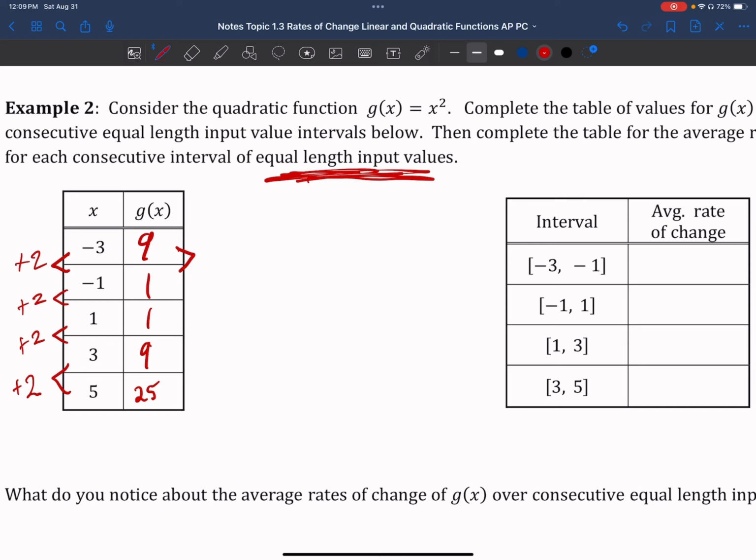I am going to do the same thing on the right side. To get from 9 to 1, I'm going to subtract 8. To get from 1 to 1, I'm going to add 0. To get from 1 to 9, I'm going to add 8. And then to get from 9 to 25, I'm going to add 16. After that, I notice that these numbers are different. They are not constant. Don't forget this column represents the average rate of change. If it was constant, then I would have a linear function. Like I said at the beginning, they told me that it was a quadratic. So let's find the change in the rate of change and see if we notice anything.